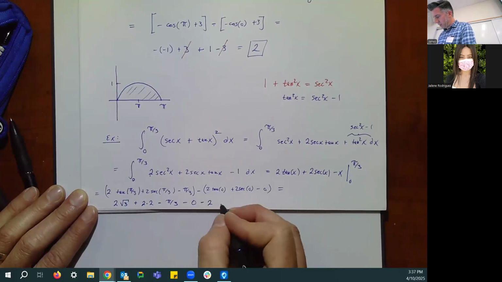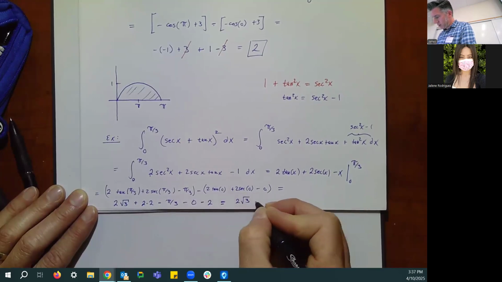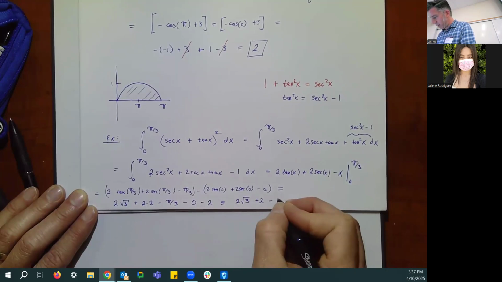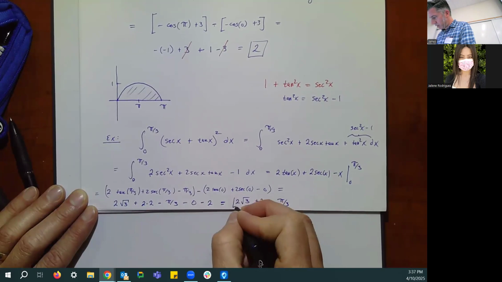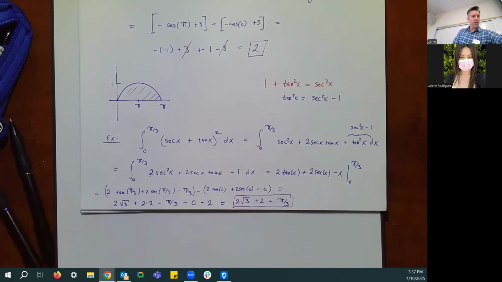So we end up with, let's see, 2 root 3 plus 4 minus 2 is plus 2 minus pi over 3. Kind of a funky answer, but it is an answer. Double check, make sure I didn't do anything stupid. Yeah, that's right. Okay, looking good.